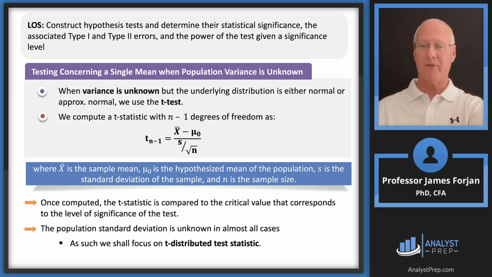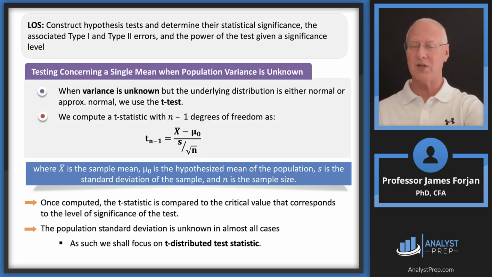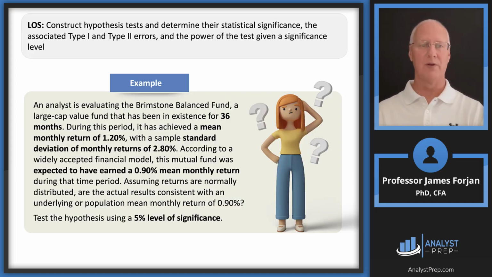But there we go. It's the same formula that we had. Let me go back. It's the same formula here, right? However, what are we substituting? Look, there's an S in the denominator. That S is the sample standard deviation. So we're going to use t with n-1 degrees of freedom.